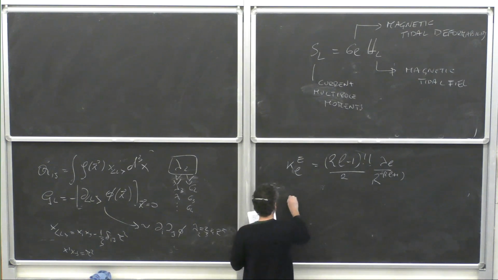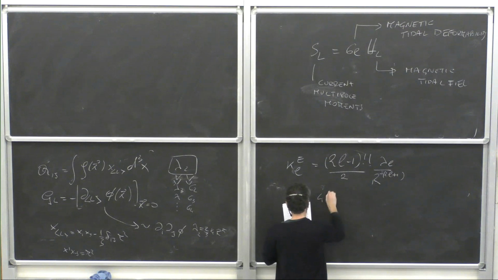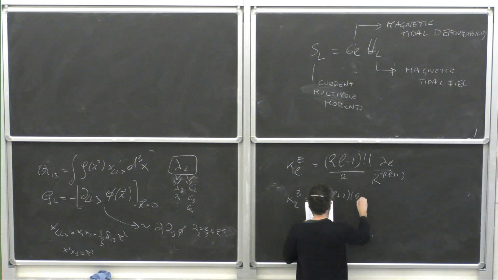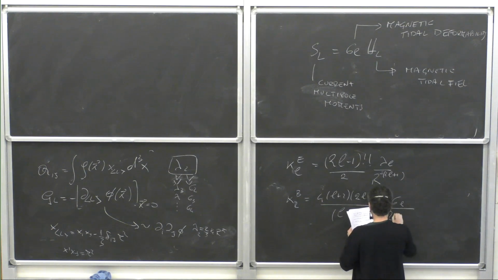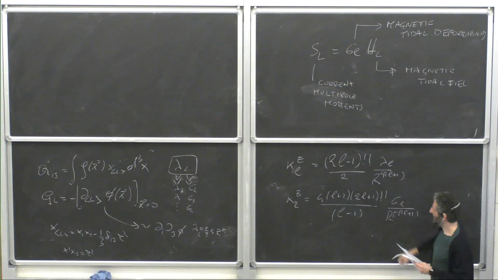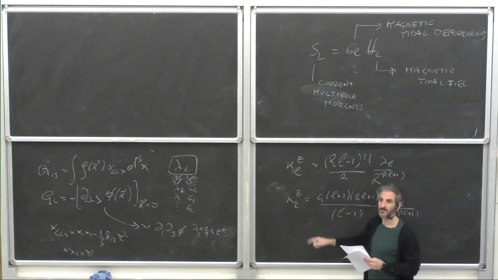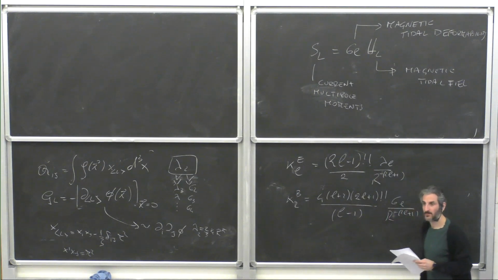And the same with what we call the magnetic, so the sigma tidal deformability, that are connected to this. I hope that this is correct. Should be this. Which are the magnetic Love numbers. Yes? Double factorial. Yeah.